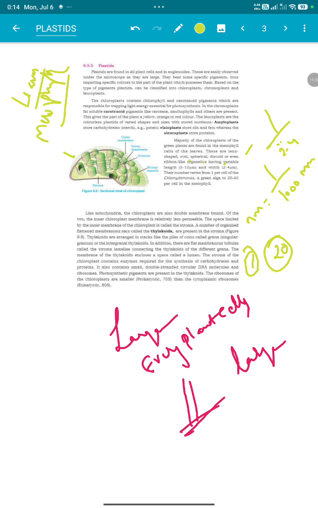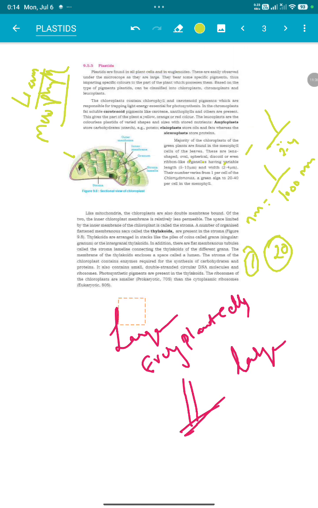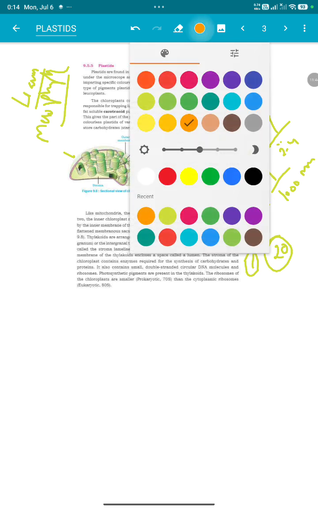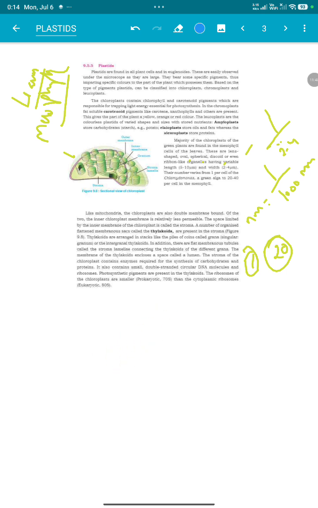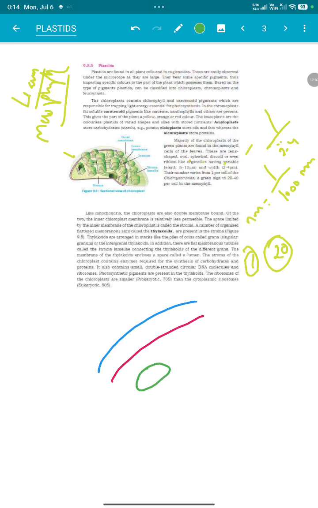Like mitochondria, chloroplasts are also double membrane. The inner membrane of the chloroplast is less permeable. So this is the outer membrane, this is the inner membrane, and these are the thylakoids. But every membrane has the same structure that contains phosphorus, glycerol as a backbone, and fatty acid tails.